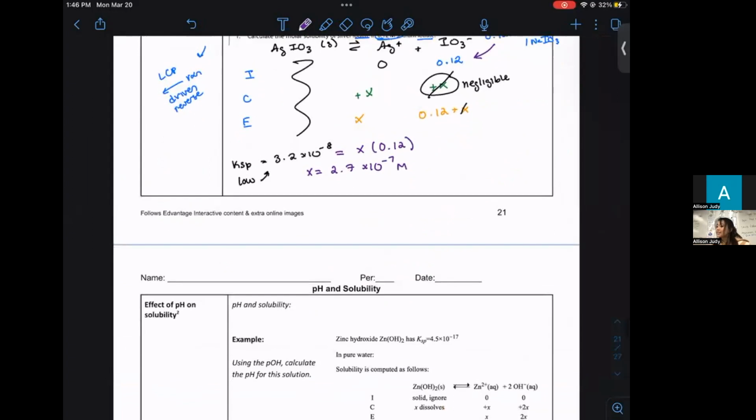So we can do a similar conceptual breakdown on pH.